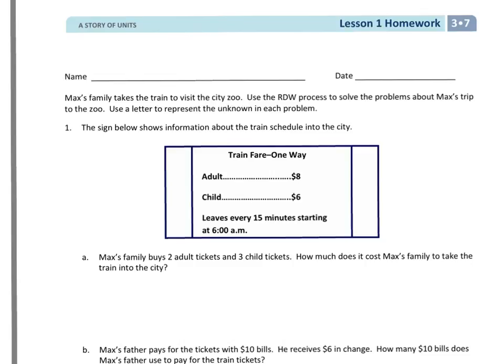The directions for number 1 state, Max's family takes the train to visit the city zoo. Use the RDW process to solve the problems about Max's trip to the zoo. Use a letter to represent the unknown in each problem. So I see right away that we're going to have to use some variables.